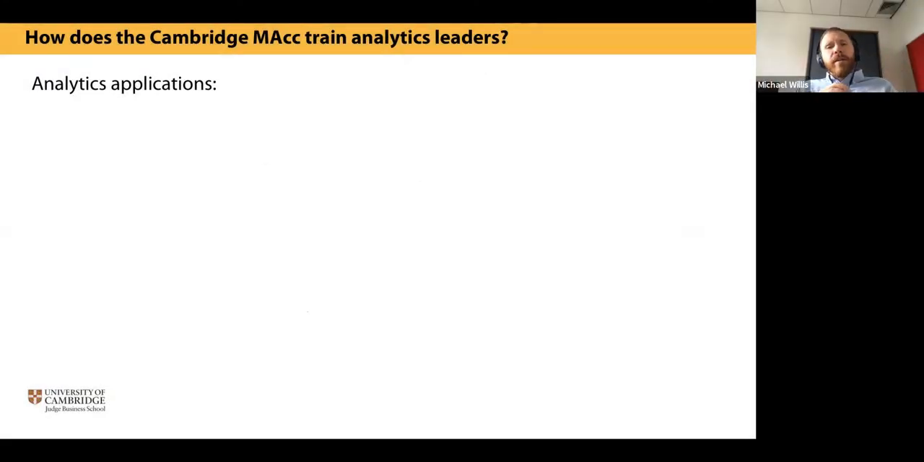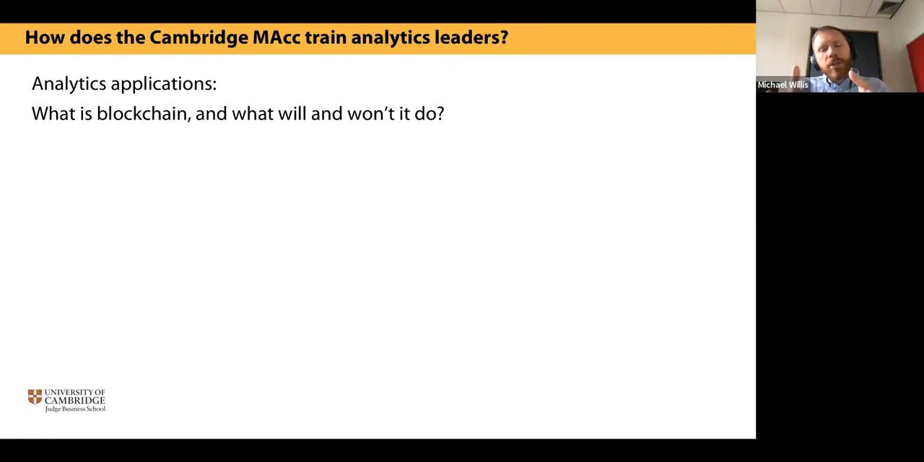Analytics applications is another module, and here is where we bring in some other technologies that aren't necessarily related to answering a question with a data set, but more around automating or improving some kind of task or decision. So blockchain, for example. Blockchain has actually been around. The algorithm has been around for a long time, about a decade or so. And it's kind of this thing where we're not quite sure if this is overhyped or if there's real promise around blockchain. So we'll go into some detail about the technology underlying blockchain, what it actually is, what it will or might do, and what it won't do.